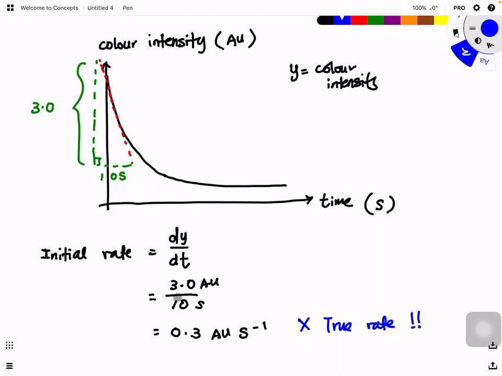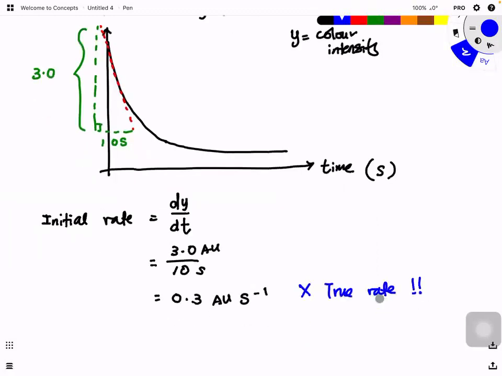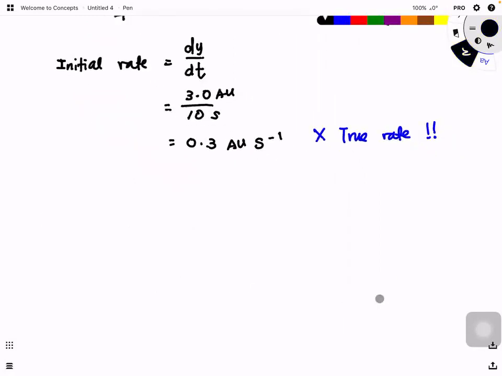So the initial rate of reaction here, 0.3, is how fast the color actually decolorizes or changes. So in this case, every second we have 0.3 units of color change. So the initial rate is not a true rate. In order to get the true rate of the reactions for this kind of reaction, we can only go for what we call the overall rate of reaction.